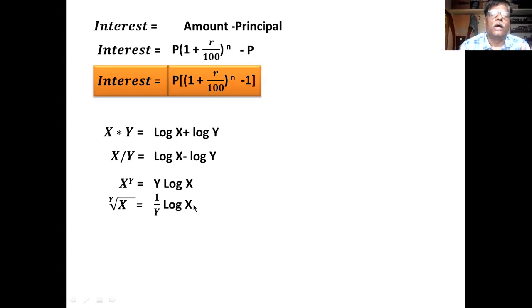Okay. I think all the four rules you studied in your third semester. I'll not go for detailed explanation. Then come to the logarithm rules.